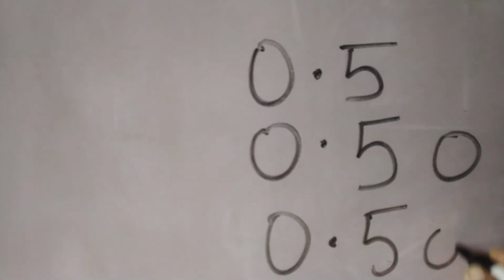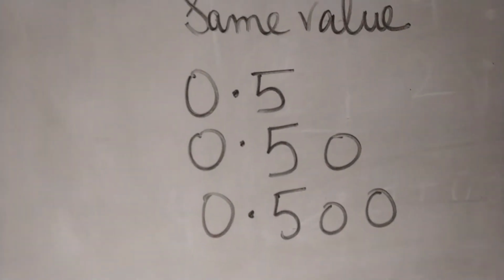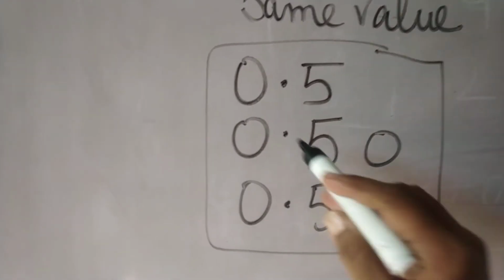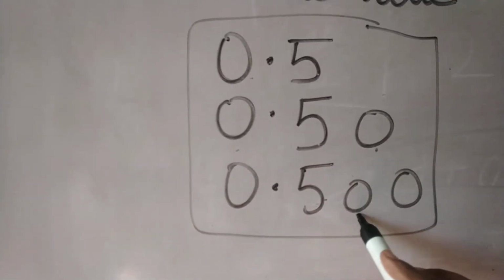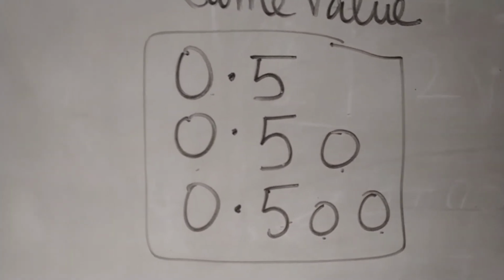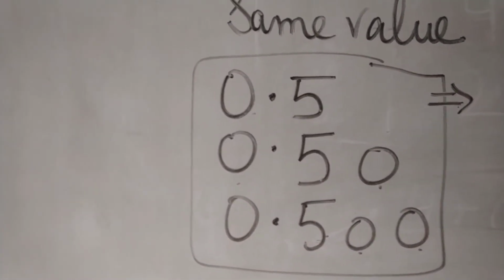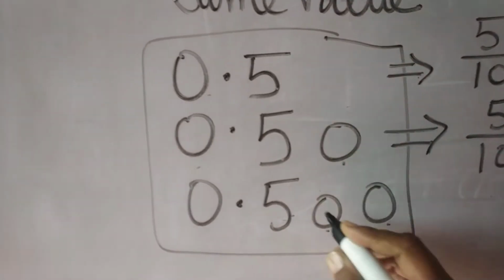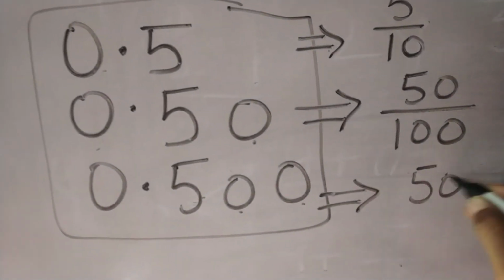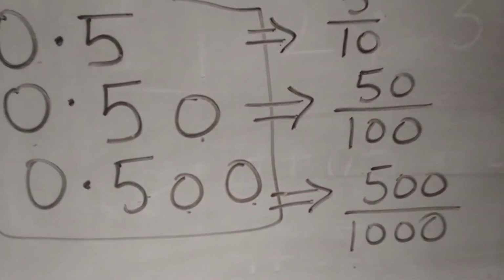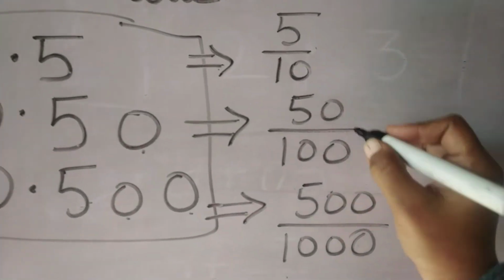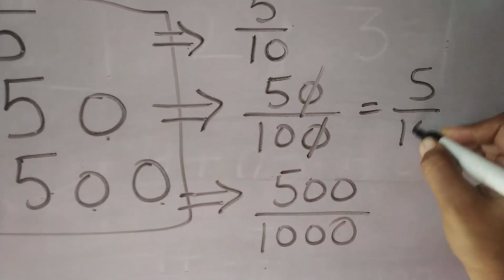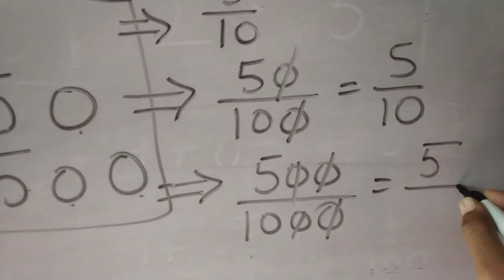If I say 0.5 and 0.50 and 0.500, as you can see, they all have the value 0.5 itself. After the 5, how many zeros I write doesn't change its value. Because 0.5 means 5 upon 10, 0.50 means 50 upon 100, and 0.500 means 500 upon thousands. So when we convert into the lower terms, when we cut the 0 from 0, we get 5 upon 10. Here also we get 5 upon 10.